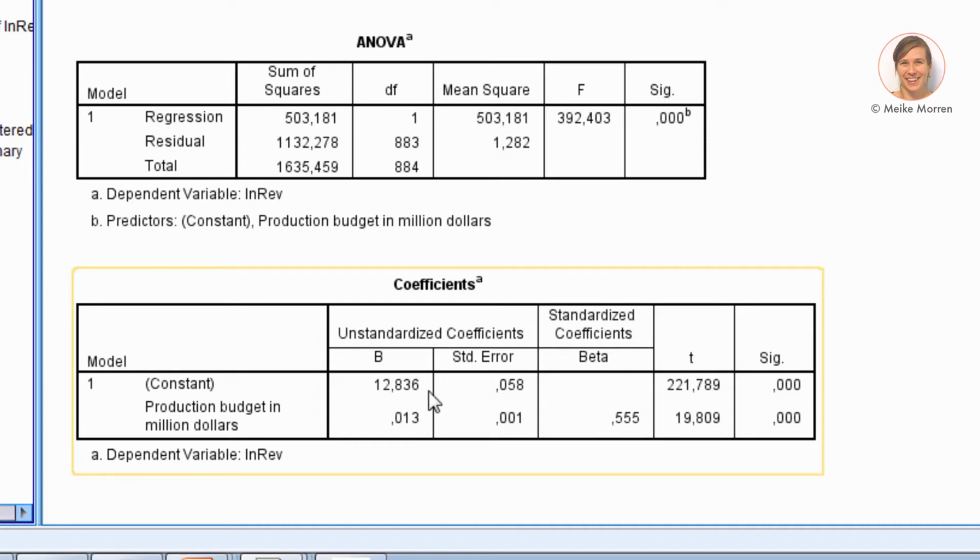Now the constant coefficient actually signifies the mean level of log revenue where the budget is 0. A constant always signifies the mean level of the dependent variable where the independent variables are 0, in this case the budget. Since there is no budget of 0, and theoretically this makes no sense, to have a budget of $0 for a movie, we're going to discuss how to do this with mean centering.